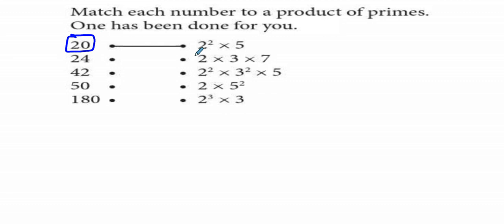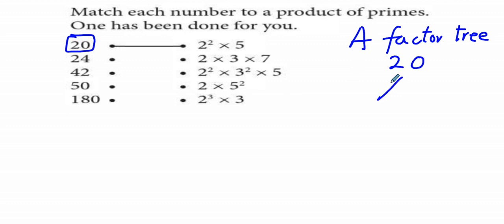20. So how did they get 2 power 2 times 5? This is by using what we discussed. This is by using a factor tree. So let us see a factor tree for 20. This is 2 times 10. This is 2 times 5. We'll stop there because all these numbers we have got are all primes.